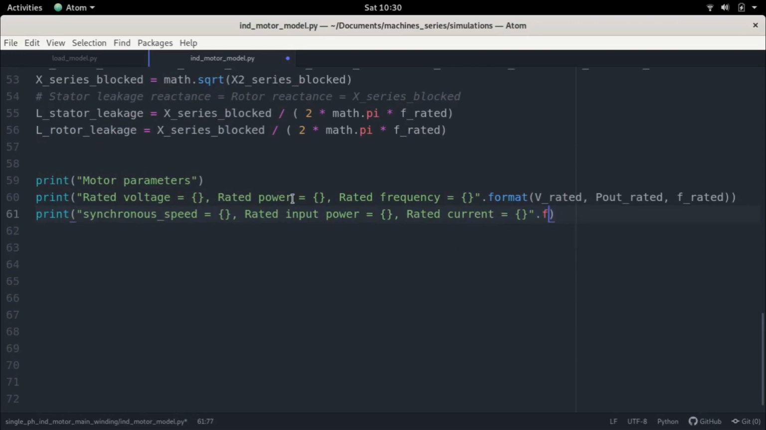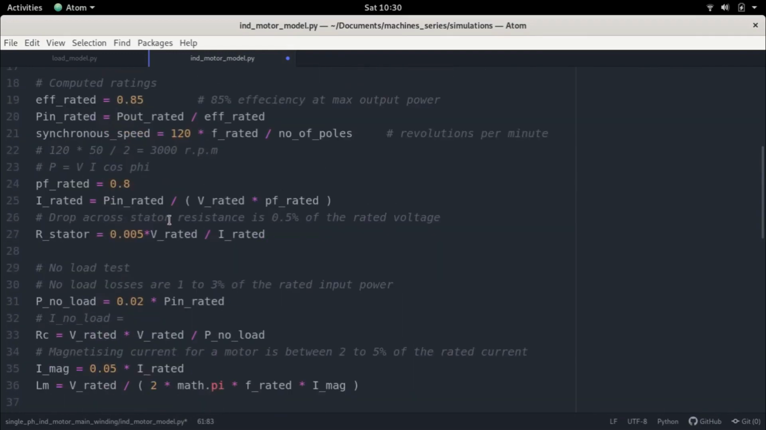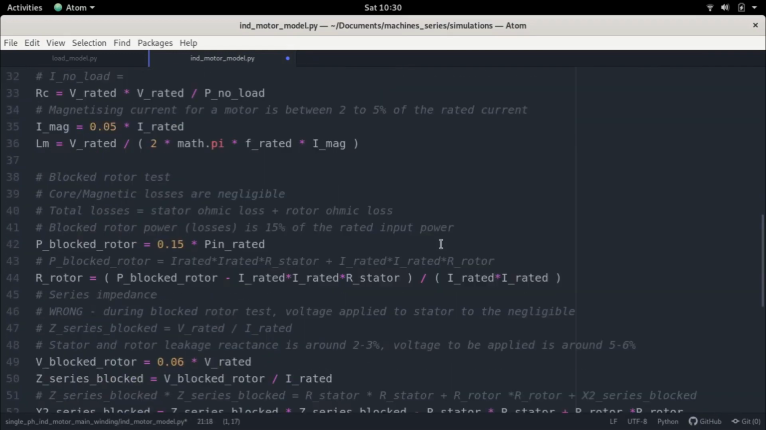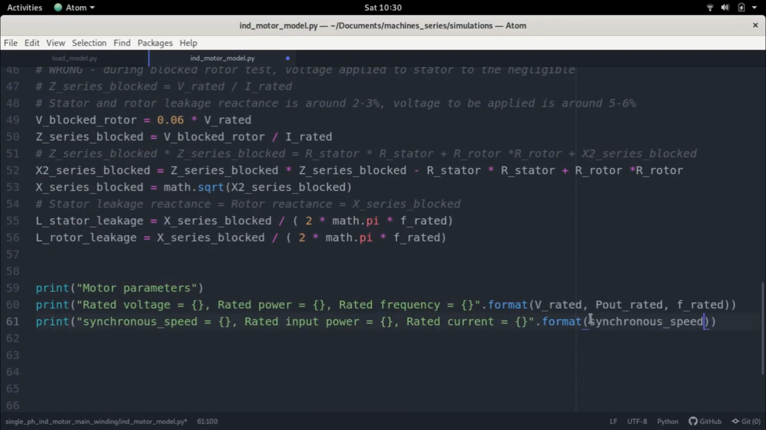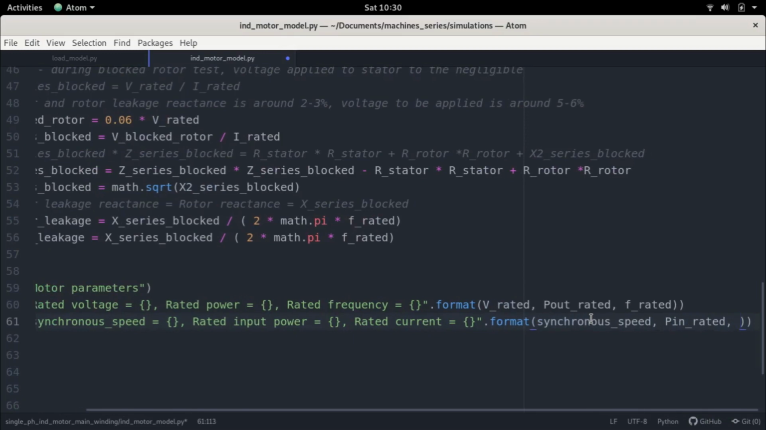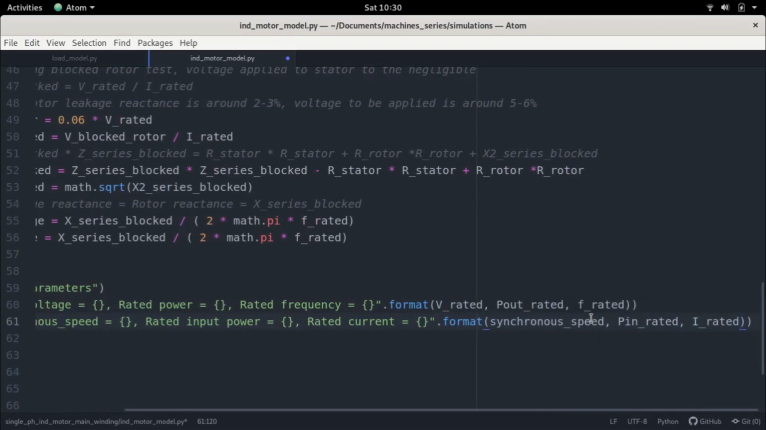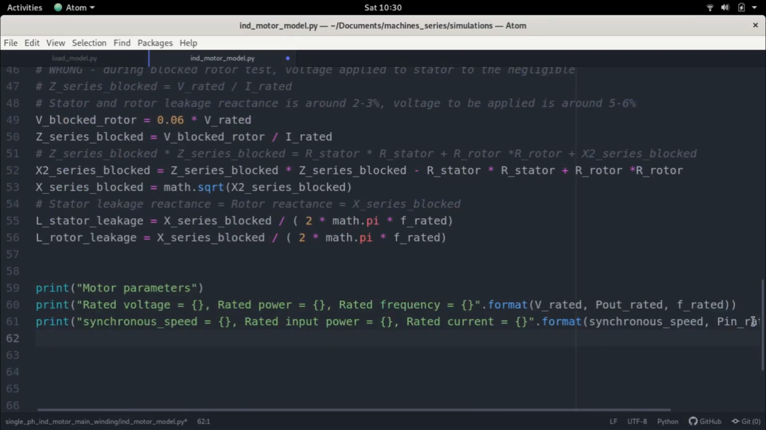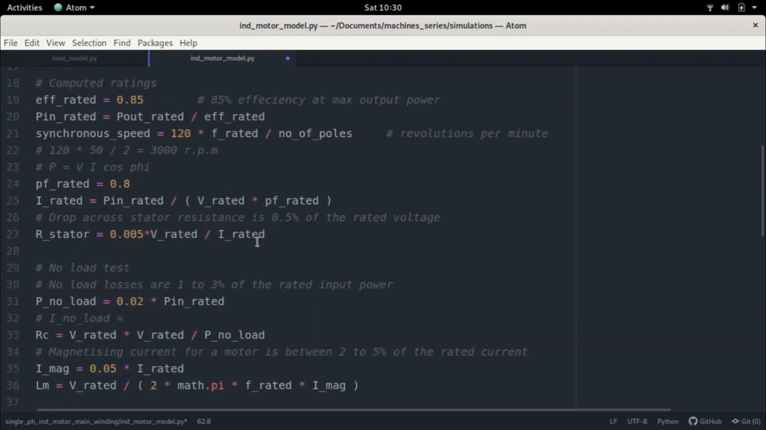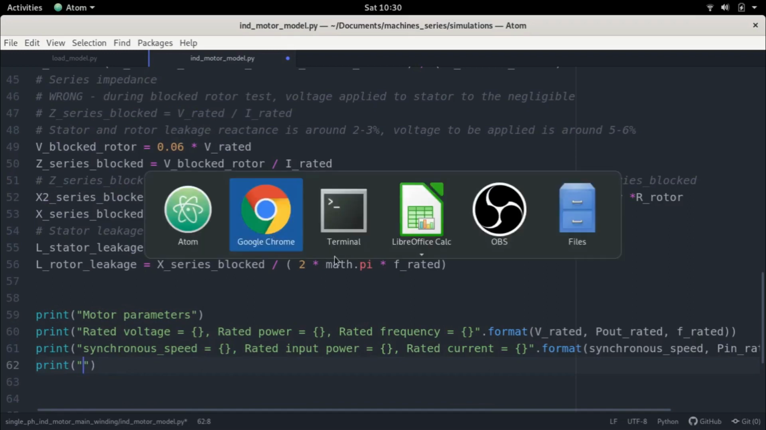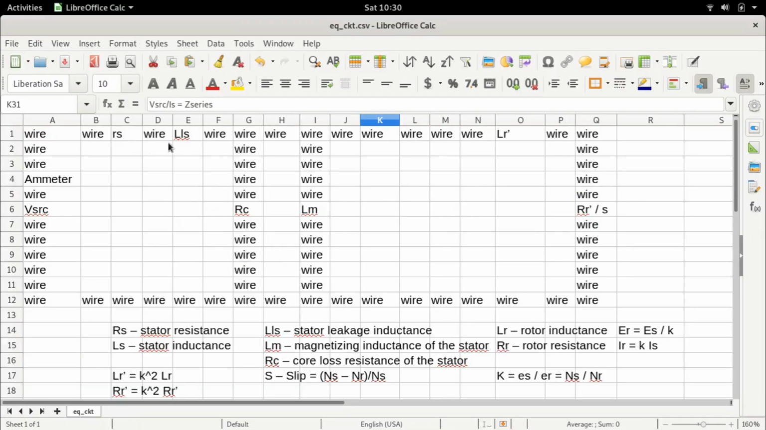And we'll use the format command again. And let me see what these are. Synchronous speed and P in rated and I rated. So these are calculated values. And once we have these calculated values, let's look at now the parameters themselves. So let's look, and we can actually go over and start printing out everything starting from left to right.